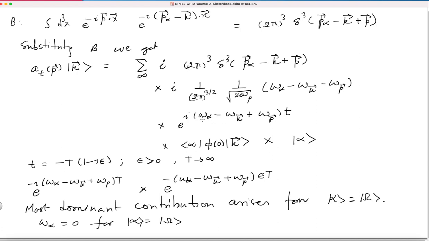And here the omega alpha is 0, and omega p and minus omega k you can replace by omega p again, because for the same reason you have a delta function. So this becomes e to the 0, right? Because this thing in the round brackets vanishes. This is ensured by the delta function. So omega p minus omega p is 0, and e to the 0 contributes a factor of 1. This gives you a factor of minus 2 omega p, that is, delta cube of p minus k.